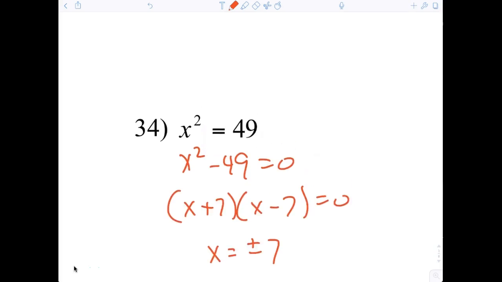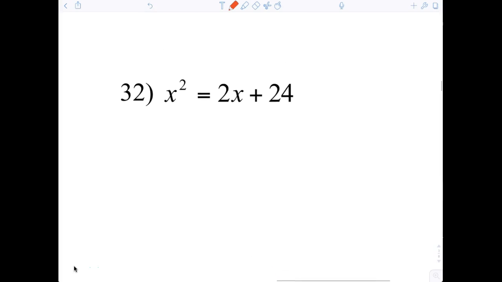All right, here we go. On number 32. Now, again, the factoring here is easy, but it's not set equal to 0. So listen, we always want to leave the x squared positive. Leave the x squared positive. So I need to move the 2x and the 24. So I have x squared minus 2x minus 24 equals 0. Yes, and now we're moving on because that's an easy one to factor.